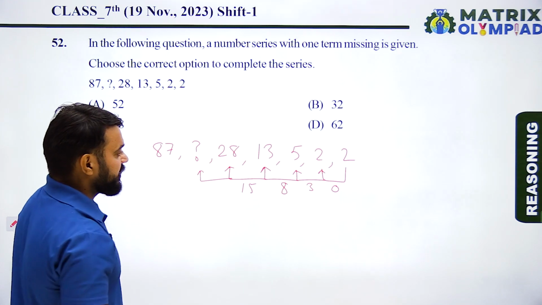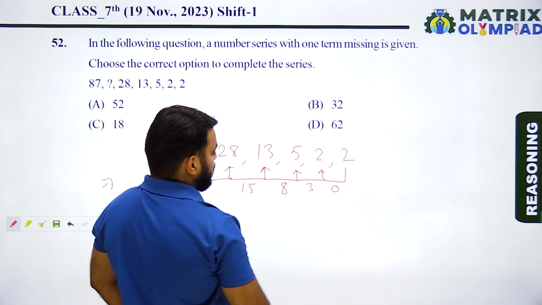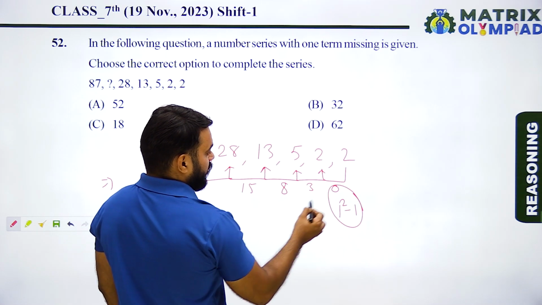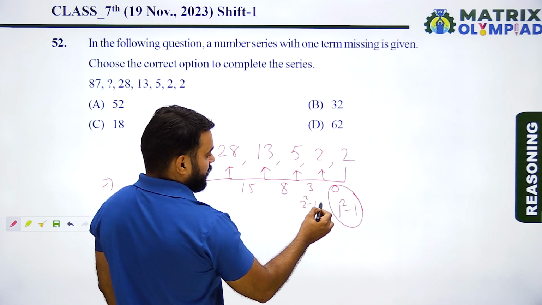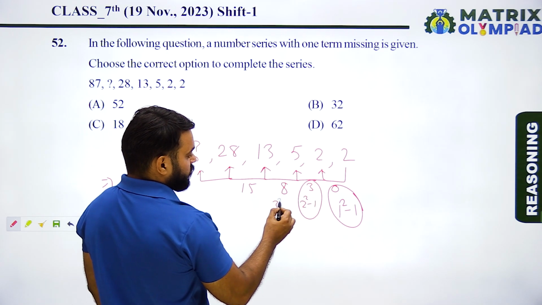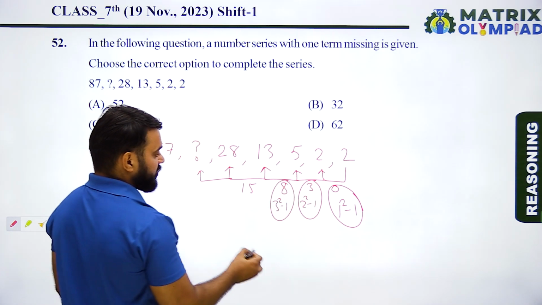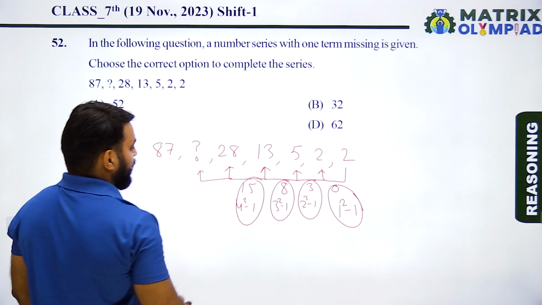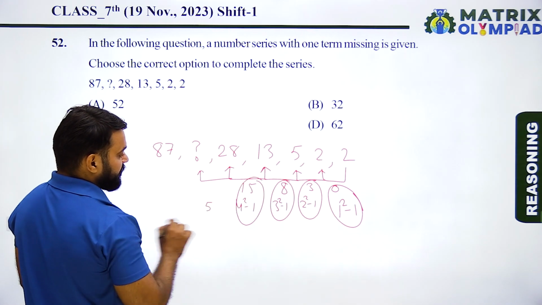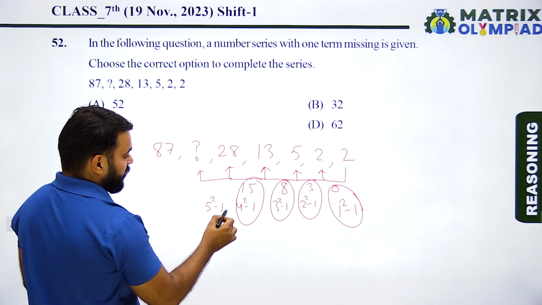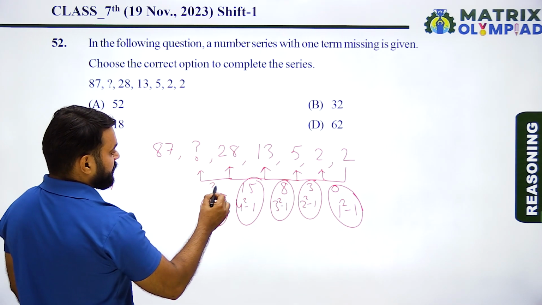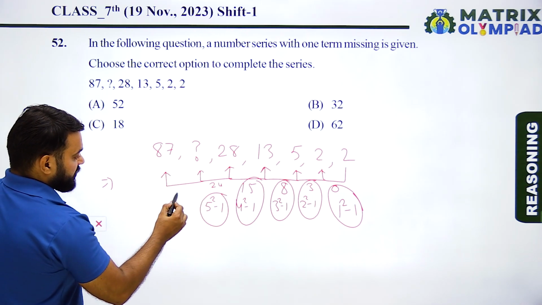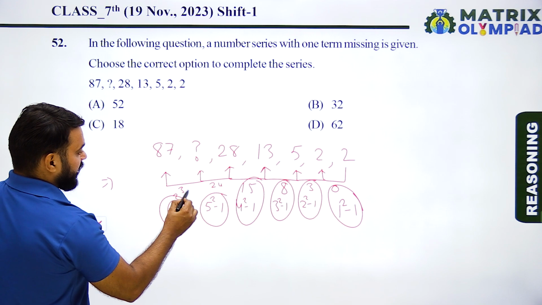Now find the pattern of the question. 1 square minus 1 means 0. Now 2 square minus 1 means 3. Now 3 square minus 1 means 8. Now 4 square minus 1 means 15. Similarly, next is 5 square minus 1, which means 24. Now next is 6 square minus 1, which means 35.